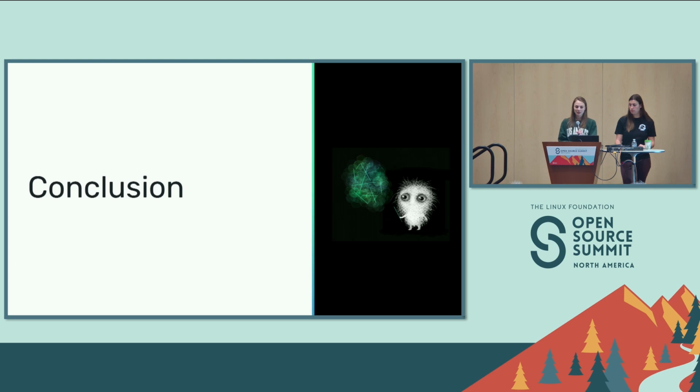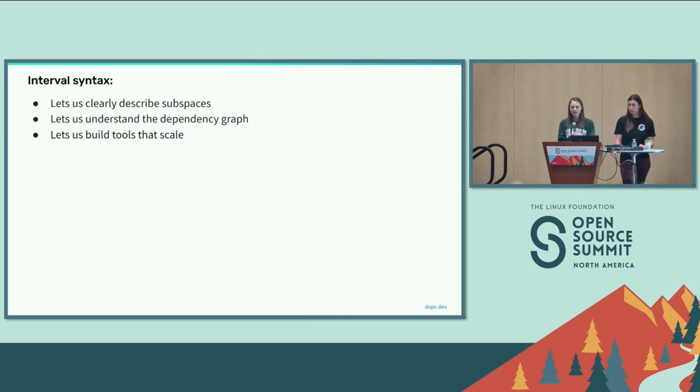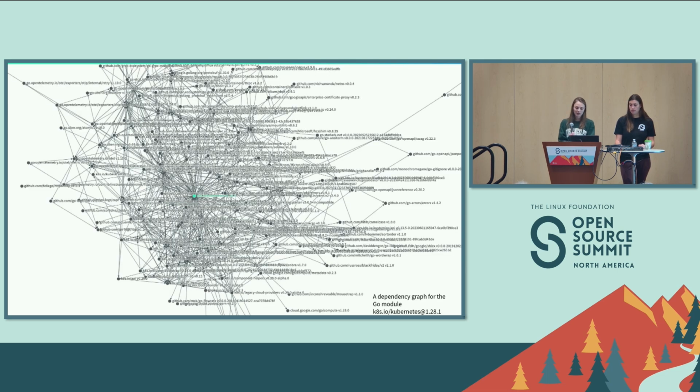Let's recap our main takeaways. Being able to use intervals to clearly describe the subspaces in which package versions are chosen is really useful. It helps us as developers understand the dependency graph. But more than that, it lets us build tools that scale. Tools that can work on intractable graphs, like this graph from earlier, which, would you believe?